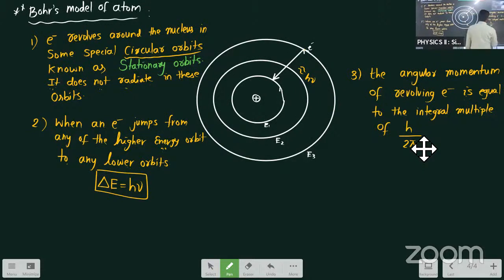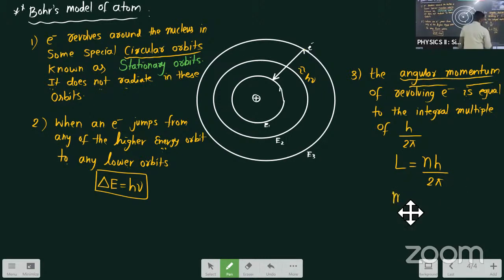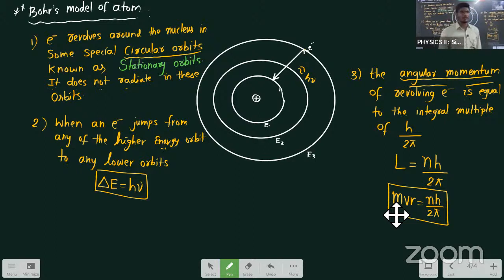So what will be the equation here? L equals an integral multiple, n into h divided by 2 pi. What does L represent? L represents angular momentum. So it is given as mvr equals nh divided by 2 pi. So these are the important postulates of Bohr's model of atom. In the examination, they may ask you to write down the postulates of Bohr's model of atom. What are you supposed to do?